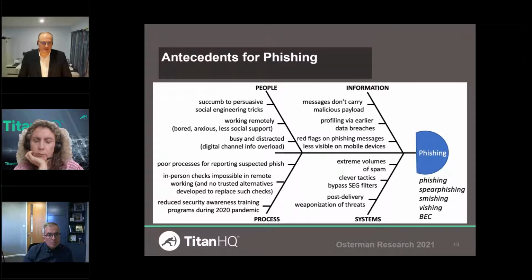And then from a people perspective, social engineering tricks that are included in phishing messages can be very persuasive and can be made to look as though it's just a normal thing and something that we've already been doing, and the tricks are good at tricking people. And there are others here that I won't talk through.